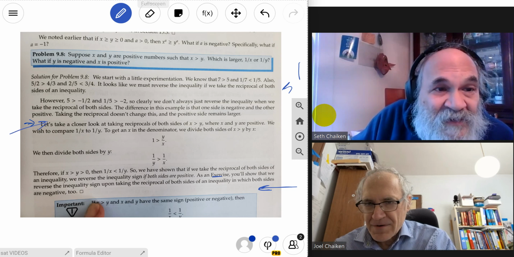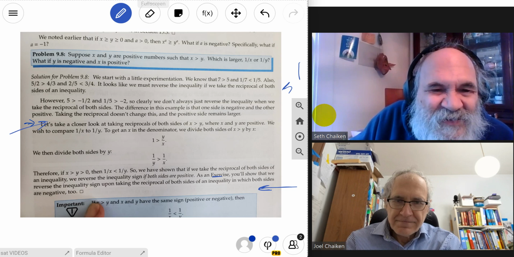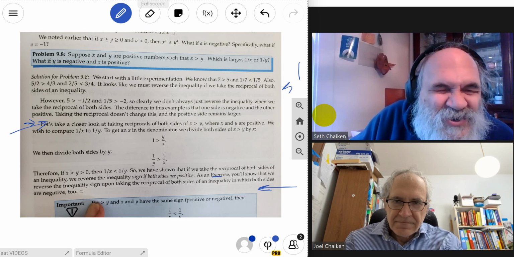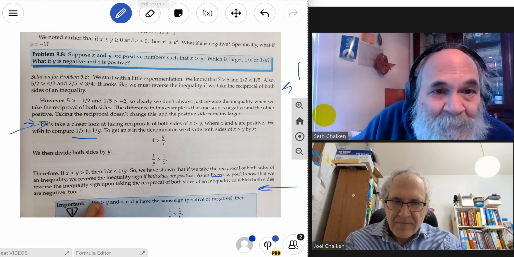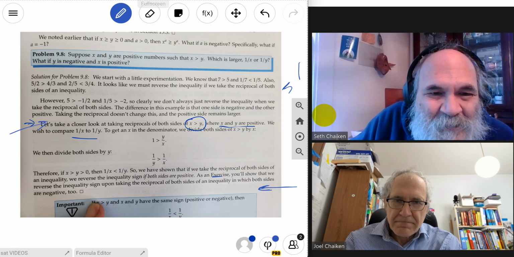Right here. Let us take a closer look at taking reciprocals of both sides of the inequality x is greater than y, where x and y are positive. We wish to compare 1 over x to 1 over y. And then to get the x in the denominator, divide both sides by x. So what they did was they started with x is greater than y, where x and y are both positive.